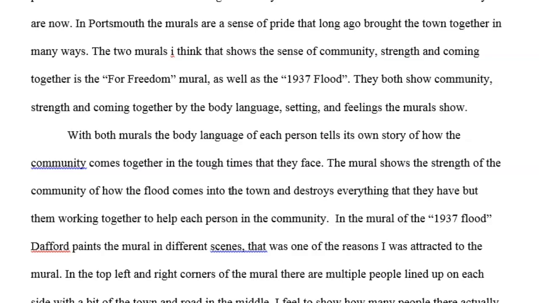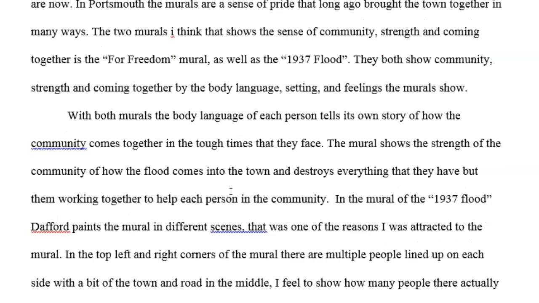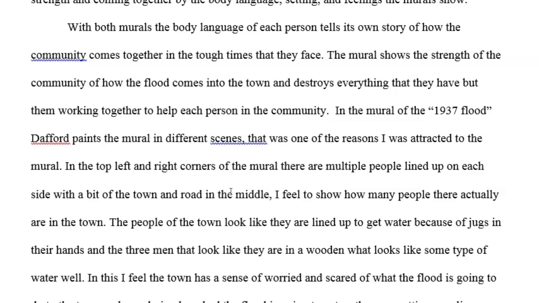So the argument is the big issue. Within the paper, there's the use of details and how you're explaining those details to support your overall point. In this paragraph, you're writing about body language and how it brings together a sense of community, which is great. I love that focus, and I like that for the most part your writing stays on that. There are places where the writing doesn't seem all that connected to community.